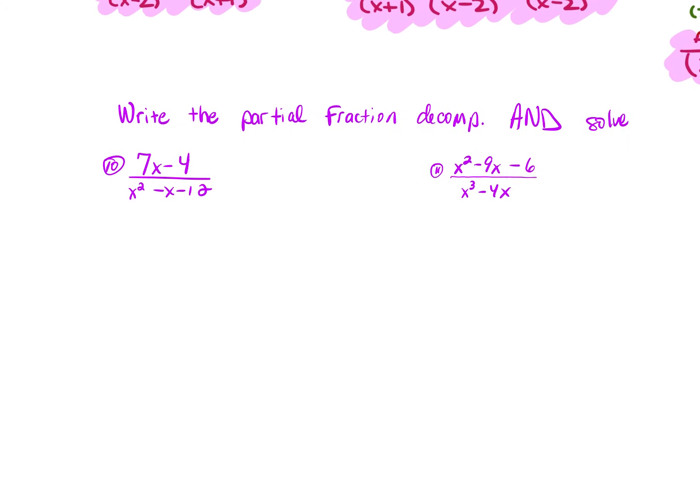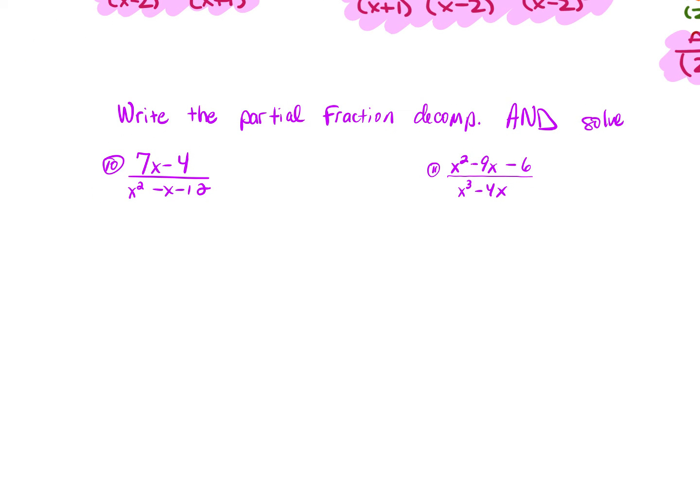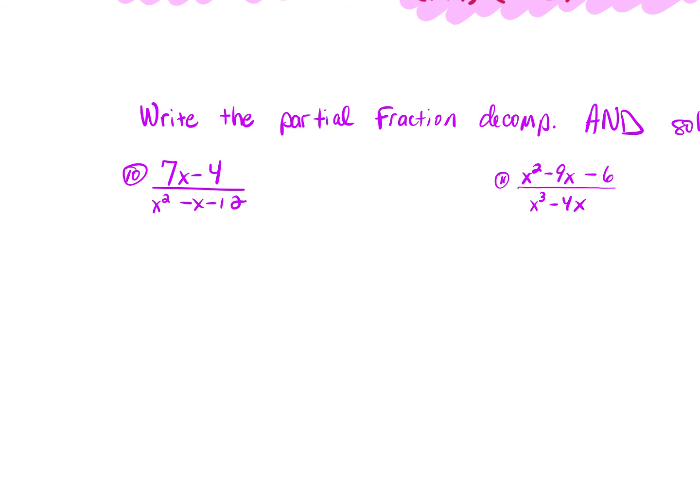So with number 10, we have 7x minus 4 over x squared minus x minus 12. This bottom part, this denominator, factors out to be x plus 3 times x minus 4. So we're going to have that x is equal to negative 3 and x is equal to 4. For this, we're going to work with a over x plus 3 plus b over x minus 4.